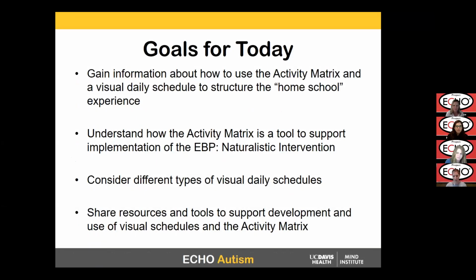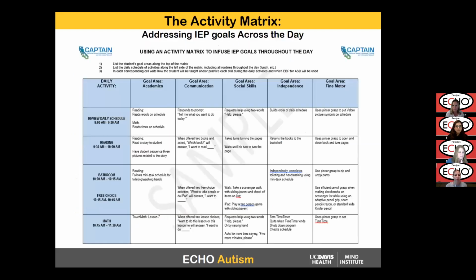Our goals for today are to really learn more about the activity matrix and the visual daily schedule so that we can help our family structure the homeschool experience, and to understand how the activity matrix is a tool that can support the implementation of the evidence-based practice naturalistic intervention. We'll look at various types of visual daily schedules so that when we design them, they're most effective. And then we'll have lots of resources and tools to support you as you go forth with this information.